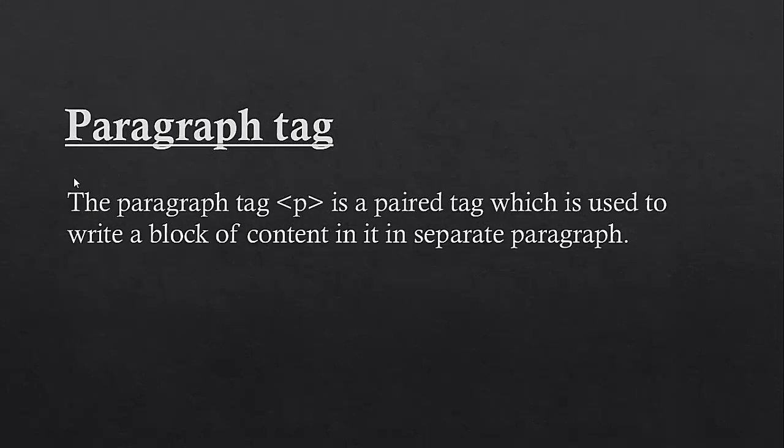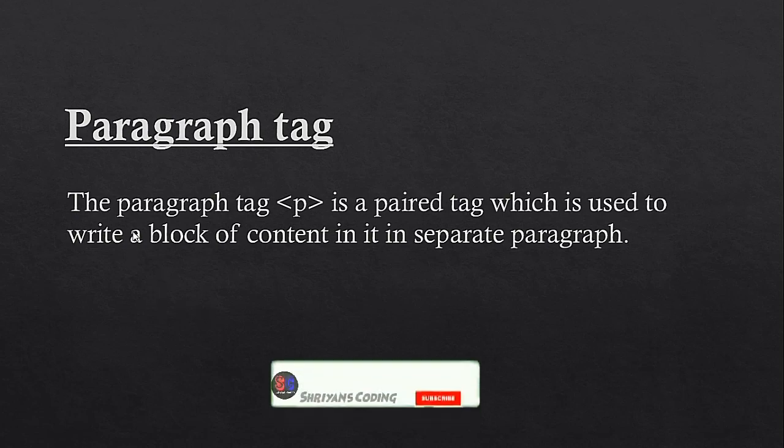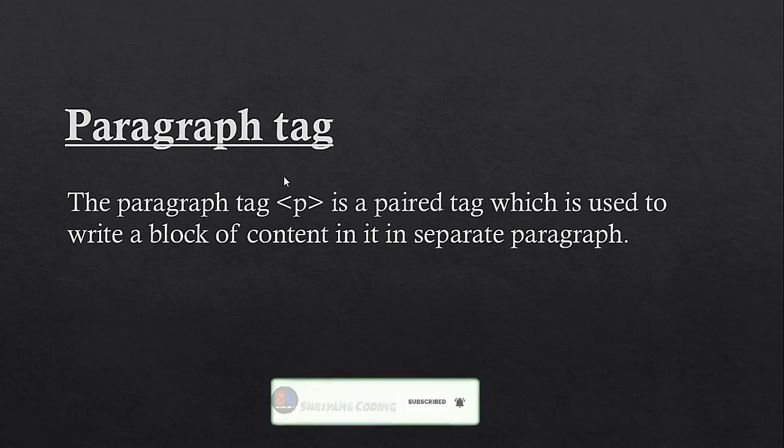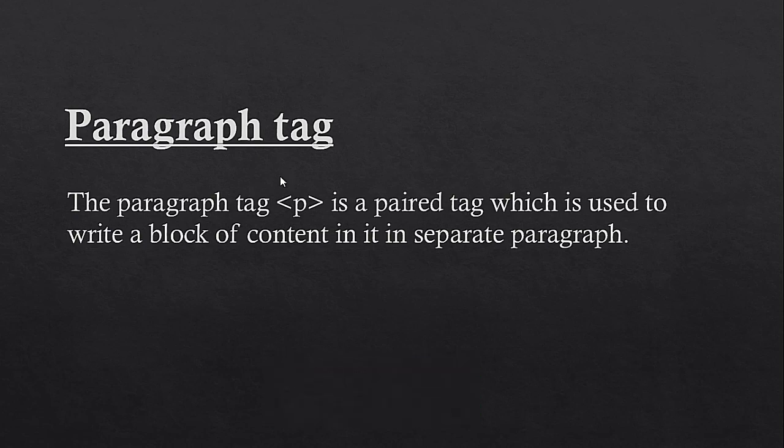Now the paragraph tag. The paragraph tag, this P tag, is a paired tag which is used to write a block of content in a separate paragraph. It means that if we want to write a block of content separately from the other text, then we use the paragraph tag. It gives a block of space or new paragraph for every content you write inside it. Now we will look at all the examples on the text editor in VS Code.